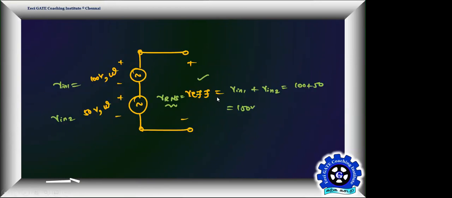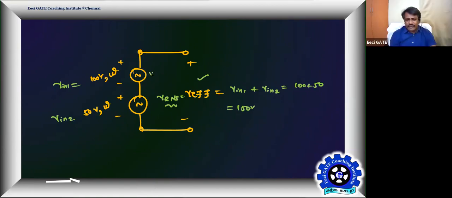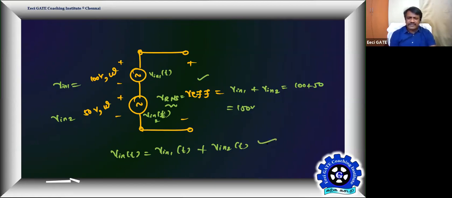Then, to clear your doubt, take this as V in 1 of t, and this is V in 2 of t, and the two sources are in series aiding. Therefore, V in of t is equal to what? V in of t equals V in 1 of t plus V in 2 of t. And be confident by doing this. That's a mathematical proof. It's aiding because plus minus, plus minus. The two sources are in series aiding.